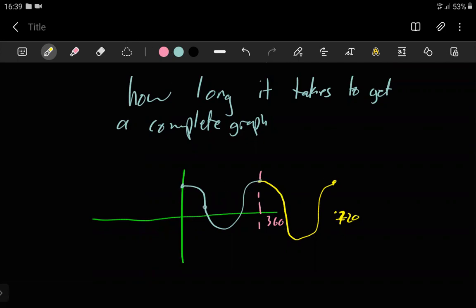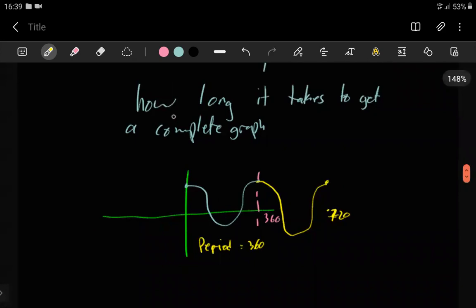So we know that here, that's a full image. The moment this whole image is about to repeat, you will have another graph there. So that's how you know that the period here is equal to 360 degrees, because the period is how long it takes to get a complete graph. It takes you 360 degrees to get a complete graph.